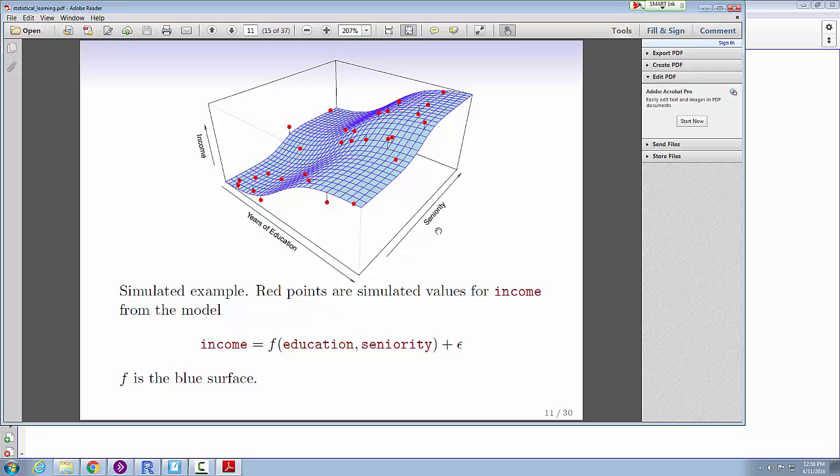But the problem is still the same thing. There's some systematic relationship between the input variables and the response. And we want to fit that relationship. F of vector x, F of years of education and seniority.